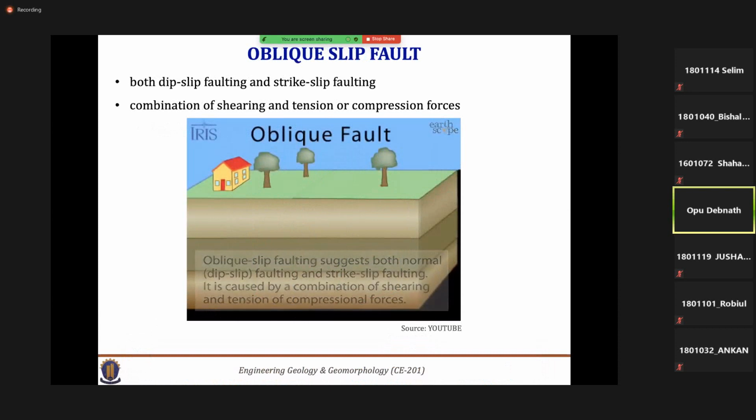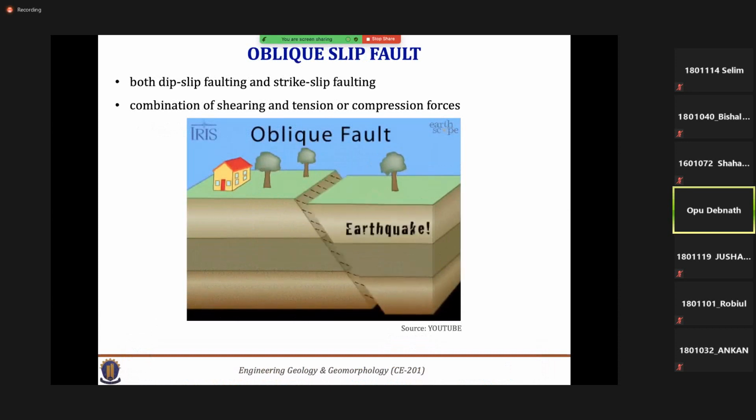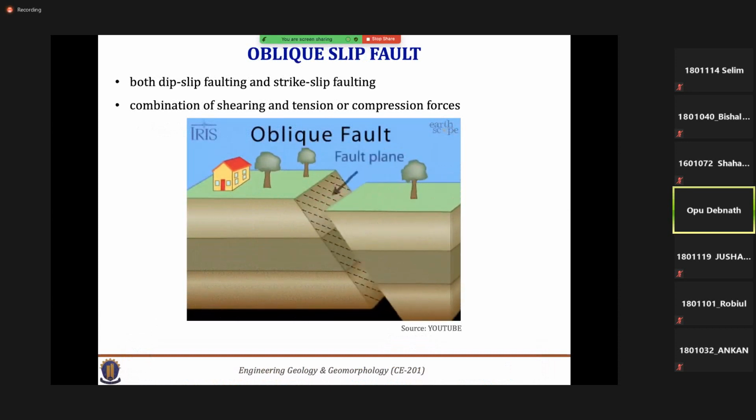And the next one is the oblique slip fault. The oblique slip fault occurs by both dip slip and strike slip. That means in both directions, vertical and side by side, meaning shearing and tension or compression. Not only the sliding, but along with sliding there is a horizontal movement also. So the combined slip is called the oblique slip fault.